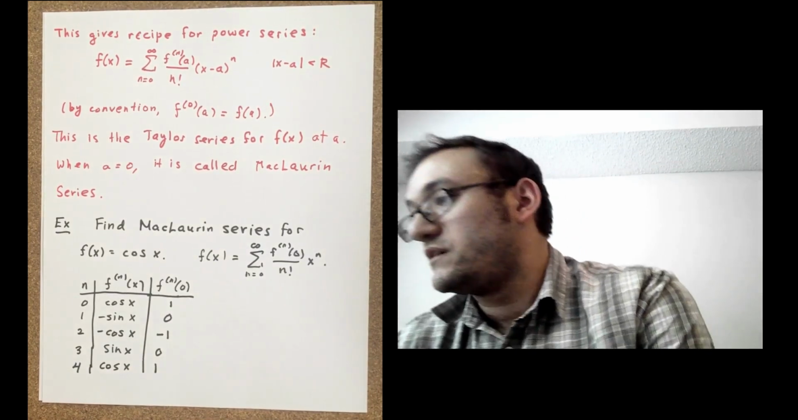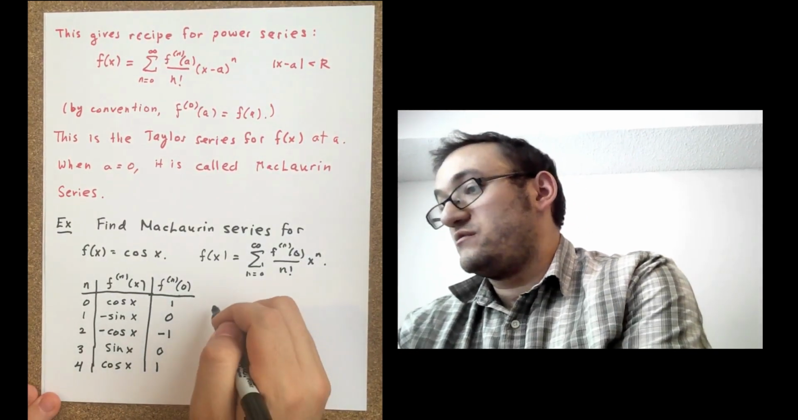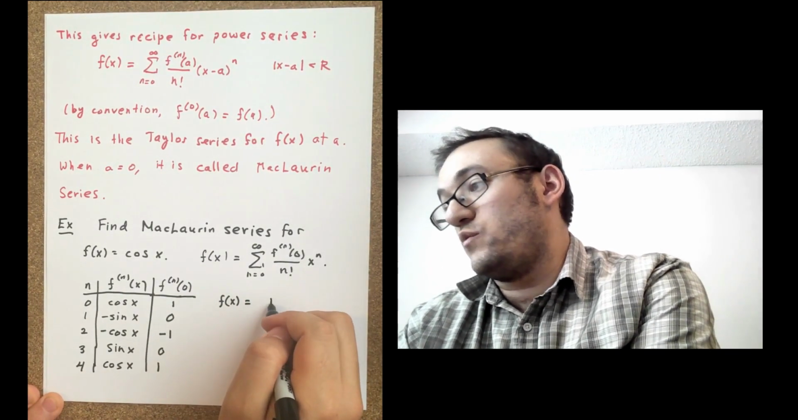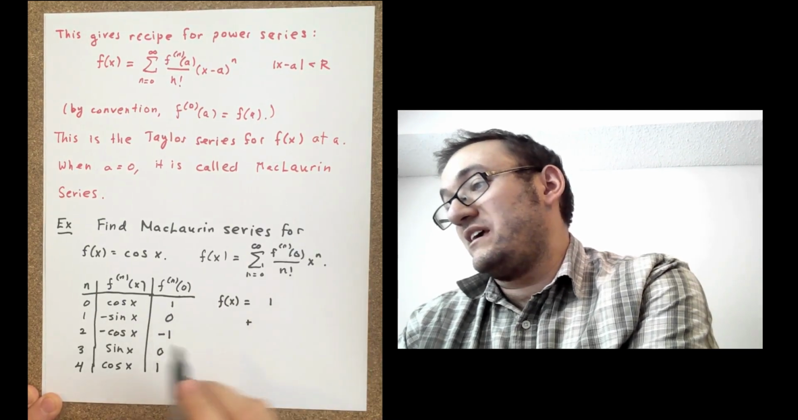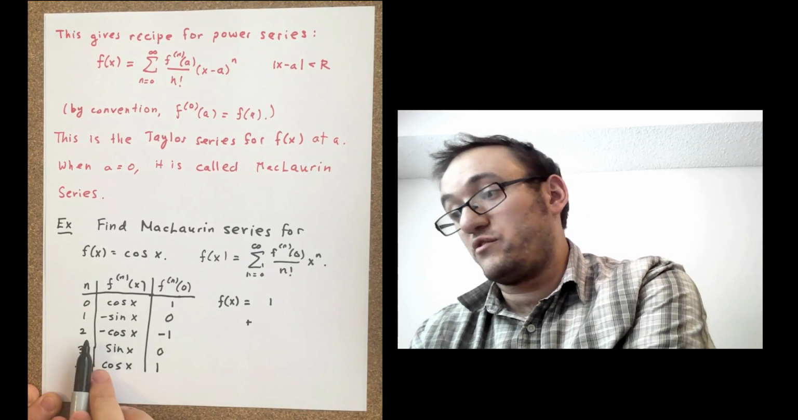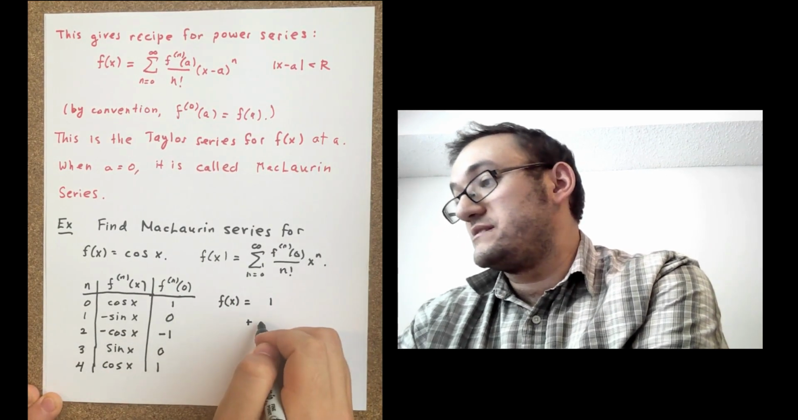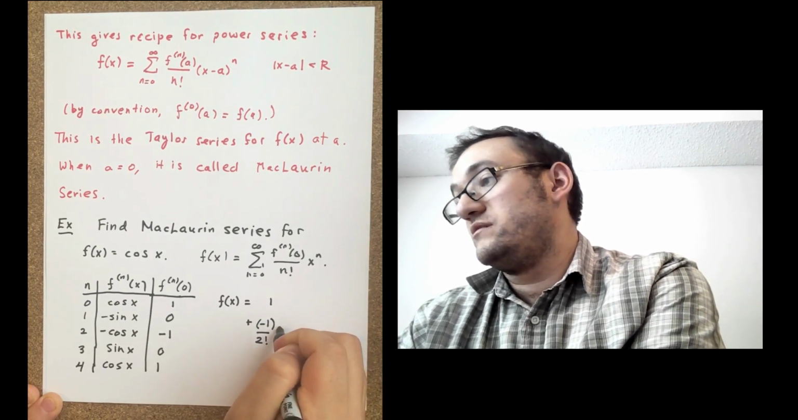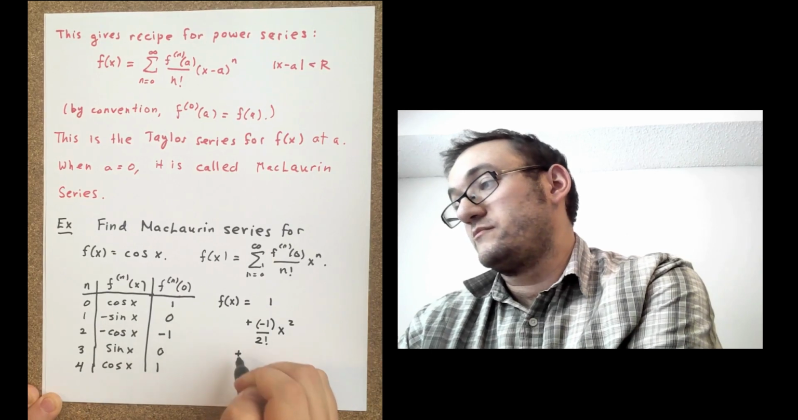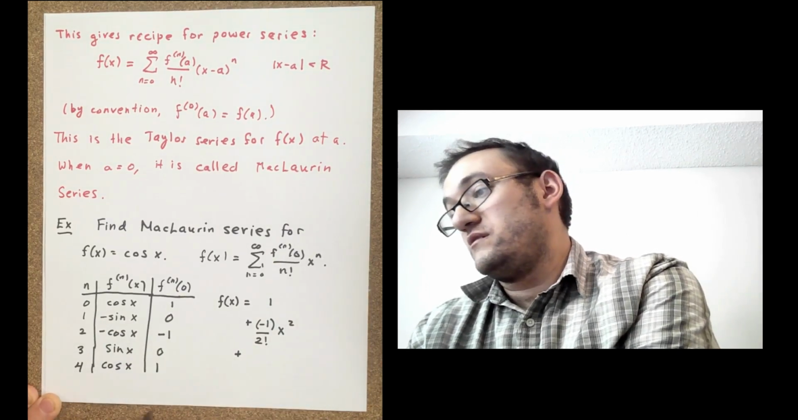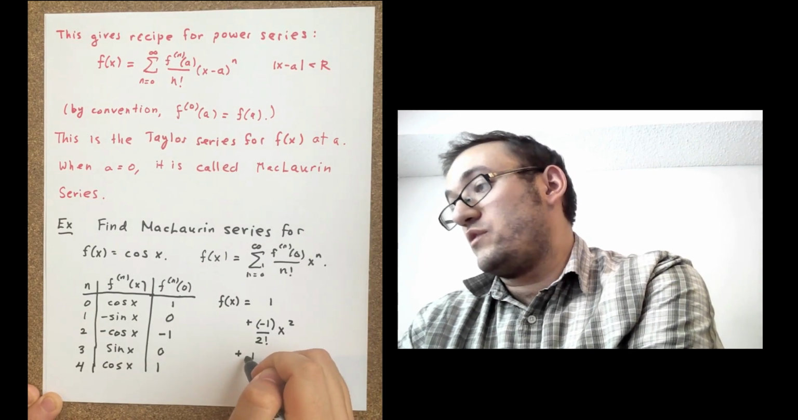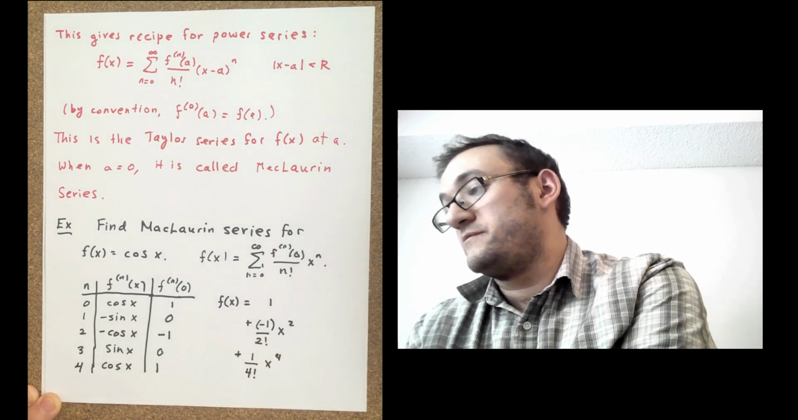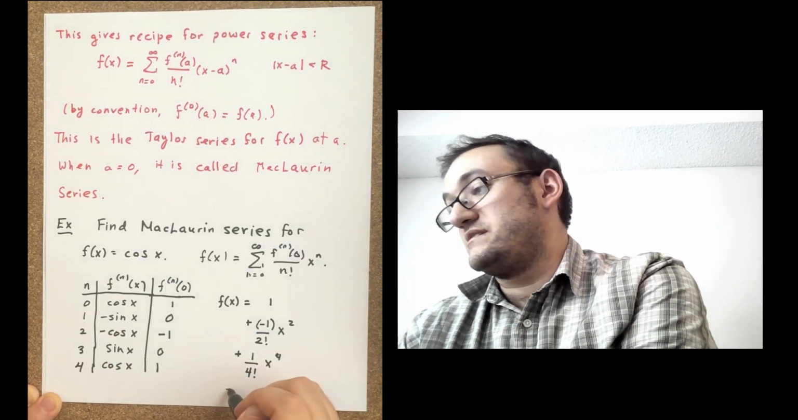Okay. So plugging that into this expression, we have f of x equals, well, the 0th term is just 1. Then adding in the 1th term is 0, so we'll ignore it. The second term is negative 1 divided by 2 factorial times x squared. We'll skip the third term as well. Fourth term, positive 1 divided by 4 factorial times x to the 4th. Okay, and this continues.